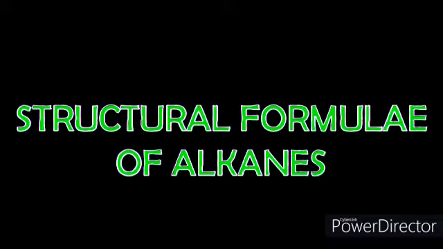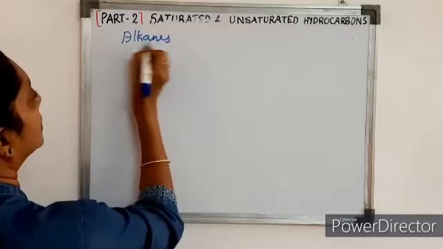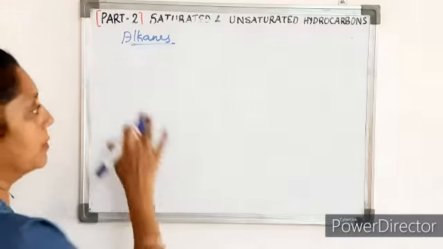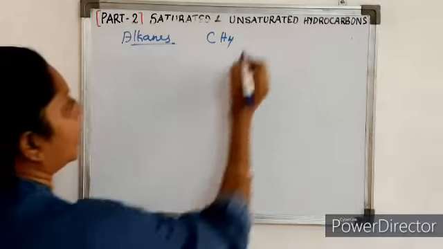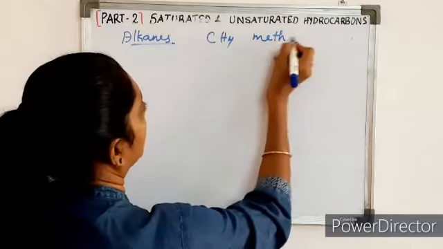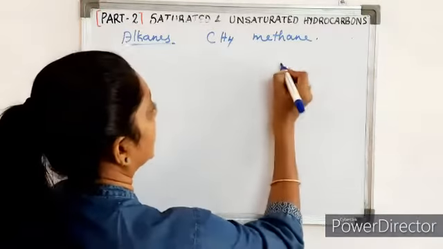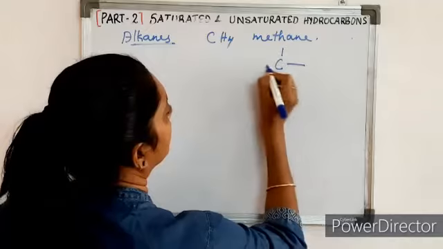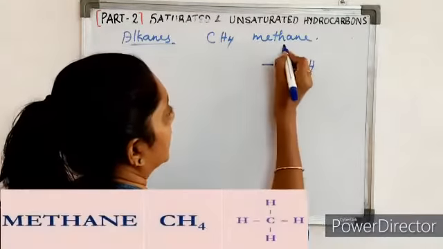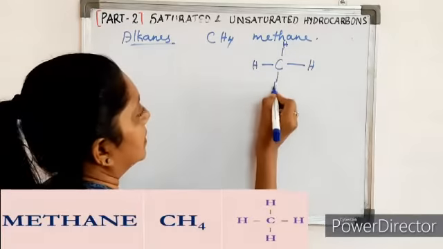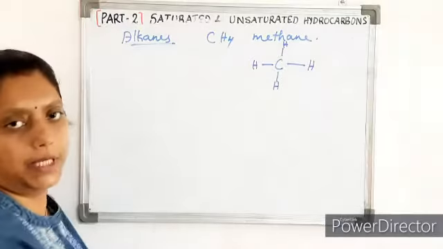So, let's start with alkane. The first member of this family is methane, CH4. That is the methane molecule. You know its structure: only one carbon atom, and the valence of carbon atom is 4. So 4 hydrogen atoms are attached to the carbon atom. This is the structure for the methane molecule.